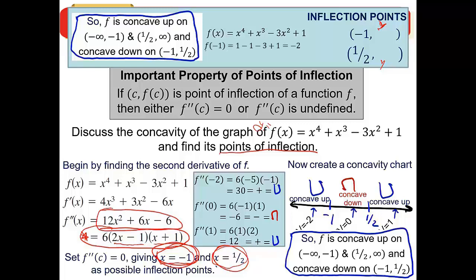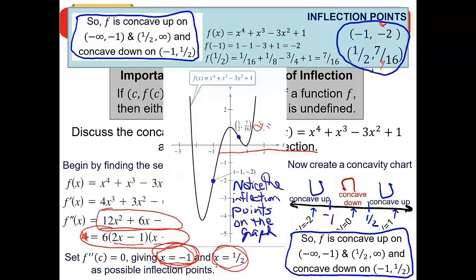Anytime you're calculating y coordinates, you go back to the original function, which tells you what y is. Again, if you plug in -1, you end up with -2. So that's the point -1, -2. And if you plug 1/2 in, you get 7/16. So you have 2 inflection points. If you really want to see what the graph looks like, you can see the inflection points at -1 and at 1/2, and you can see the concavity matches exactly what we said it was.